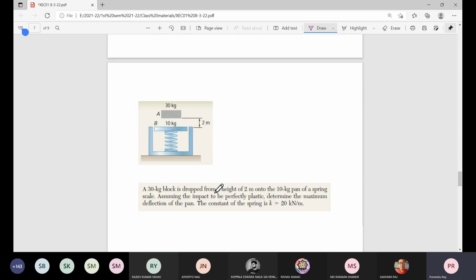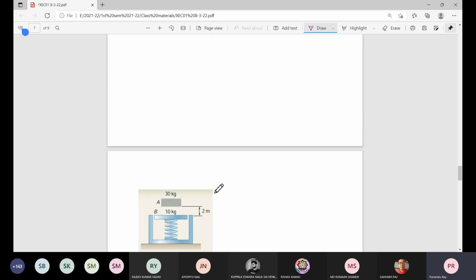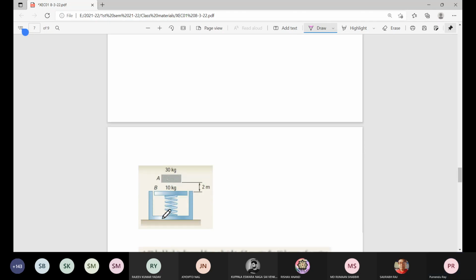Another such example. Anyway, before going to the problem statement, we just try to understand. Here is a spring. One 10 kg mass is placed there. Just slowly, you place it here and finally it compresses. Then you take one 30 kg mass at a distance of 2 meters and allow it to fall freely over this platform having the mass 10 kg.